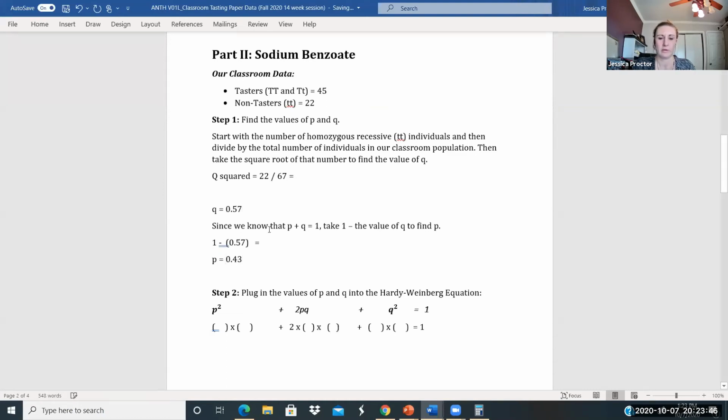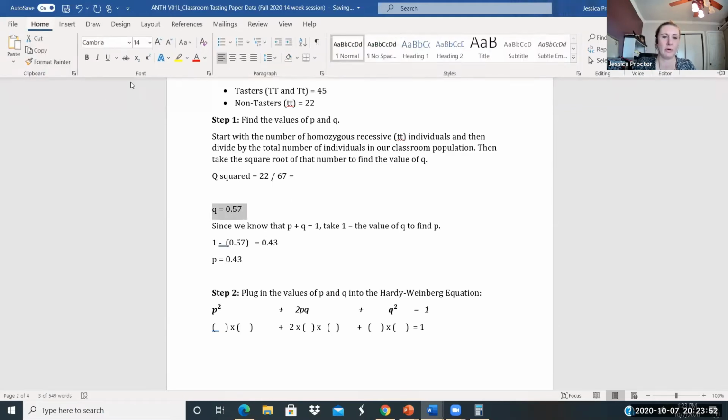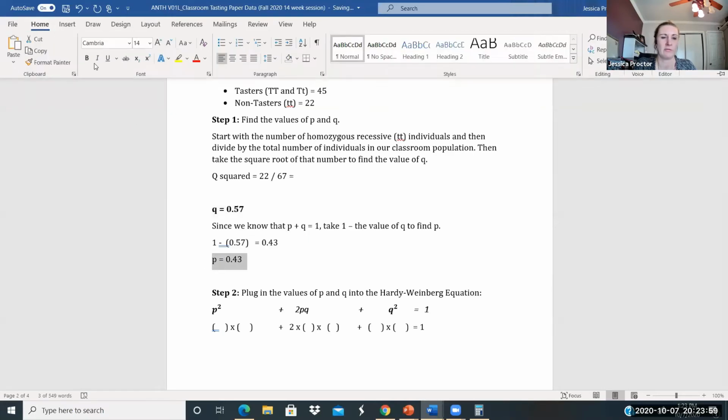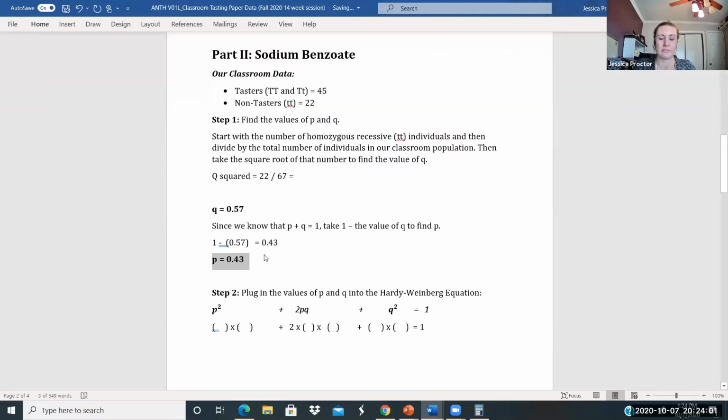All right, and my advice, always make it really obvious to yourself: what's the value of Q? What's the value of P? So bold it, or if you're handwriting, make a square or a circle around it, because I've also seen the common error of swapping the values of P and Q. Okay, so we've got our value of P, we've got our value of Q.